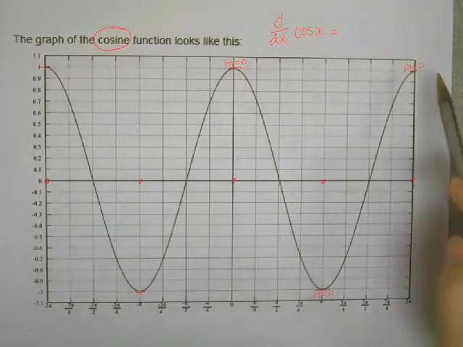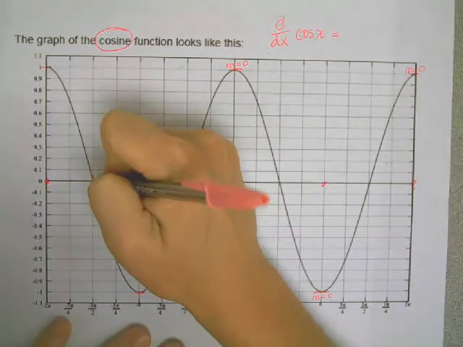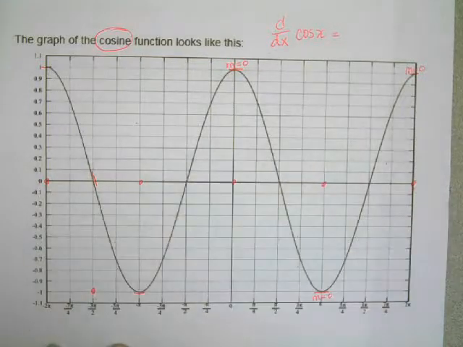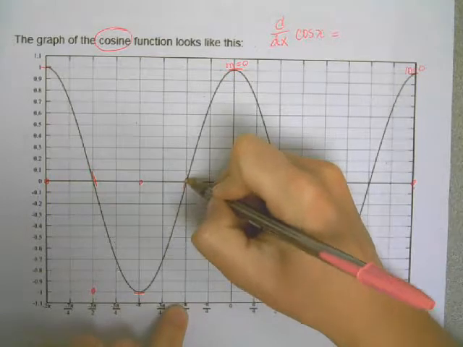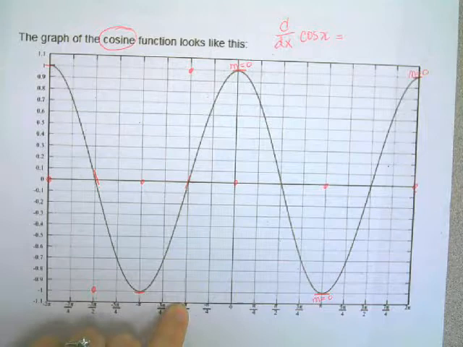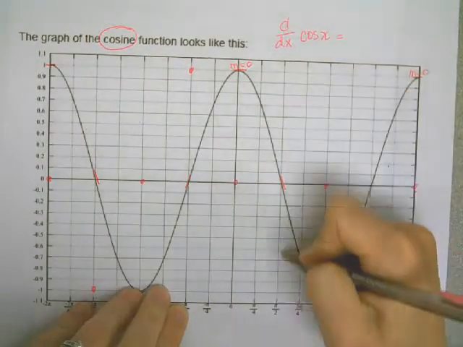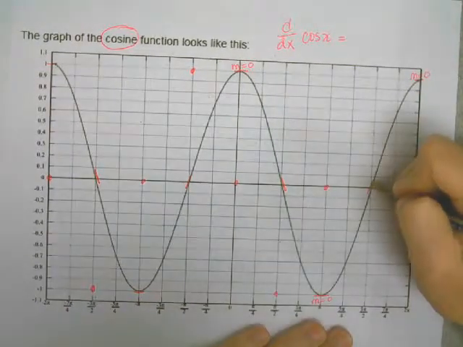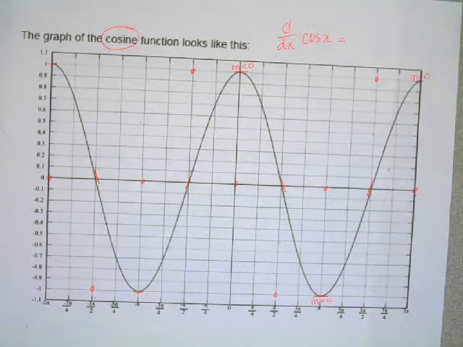So on the cosine function, I just went and found my max and mins, and I know the slope there is 0. I could estimate this slope right here is negative 1. That's at negative 3 pi over 2. I could estimate the slope at negative pi over 2 to be a positive 1. Same thing here. The slope at pi over 2 estimates to be negative 1. And at 3 pi over 2, I could estimate that slope to be positive 1.